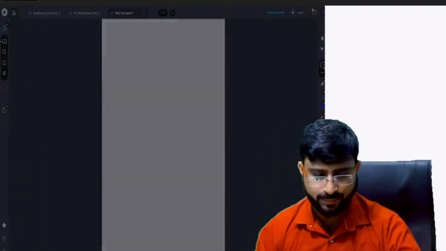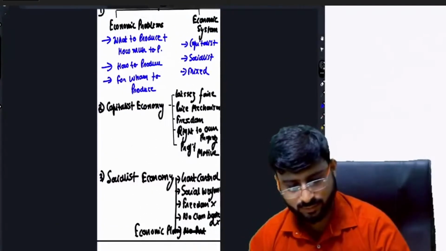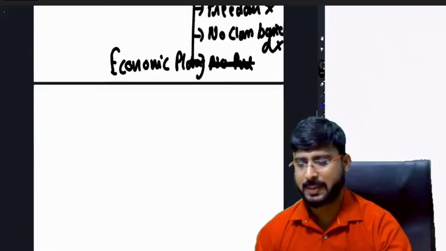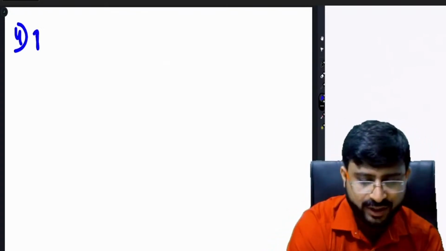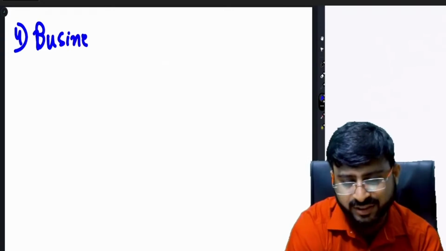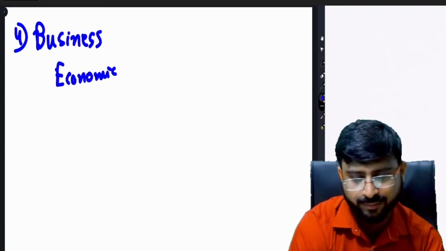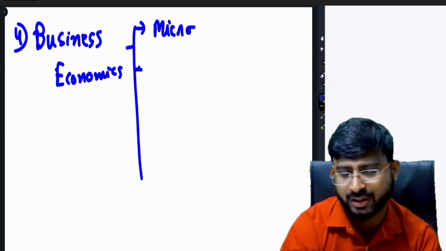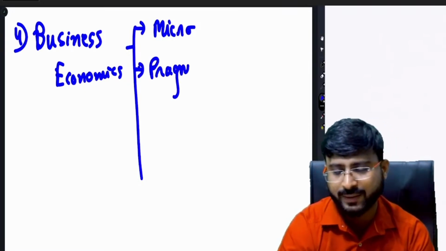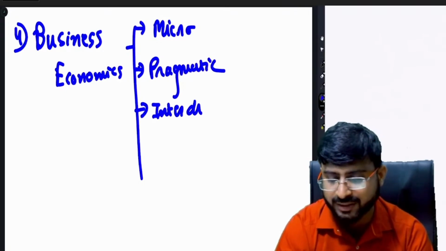All right. Then, our next discussion arises. Fourth important thing that we discussed was what is business economics? And about business economics, we studied the following facts. Number one, it is derived from microeconomics. It is practical, that is pragmatic. It is interdisciplinary, that it has been made from multiple disciplines.